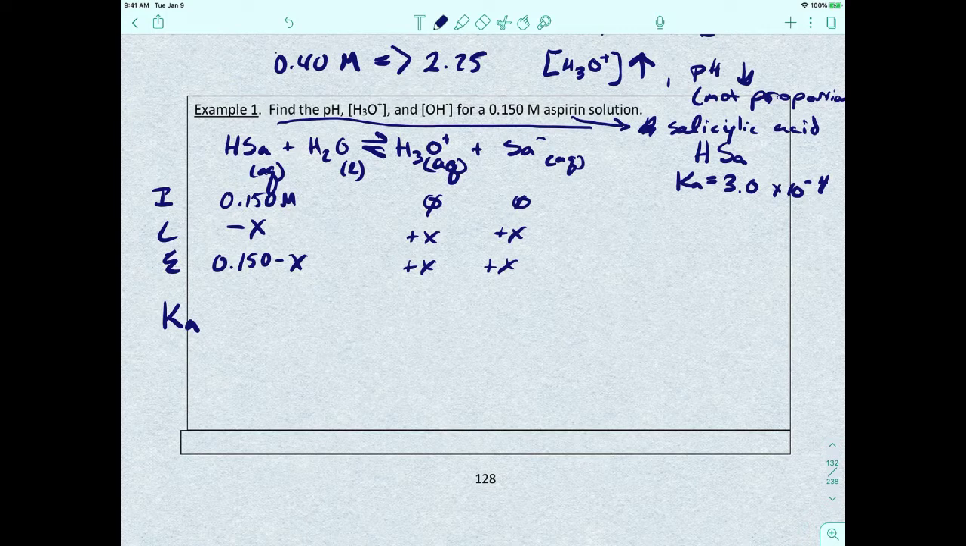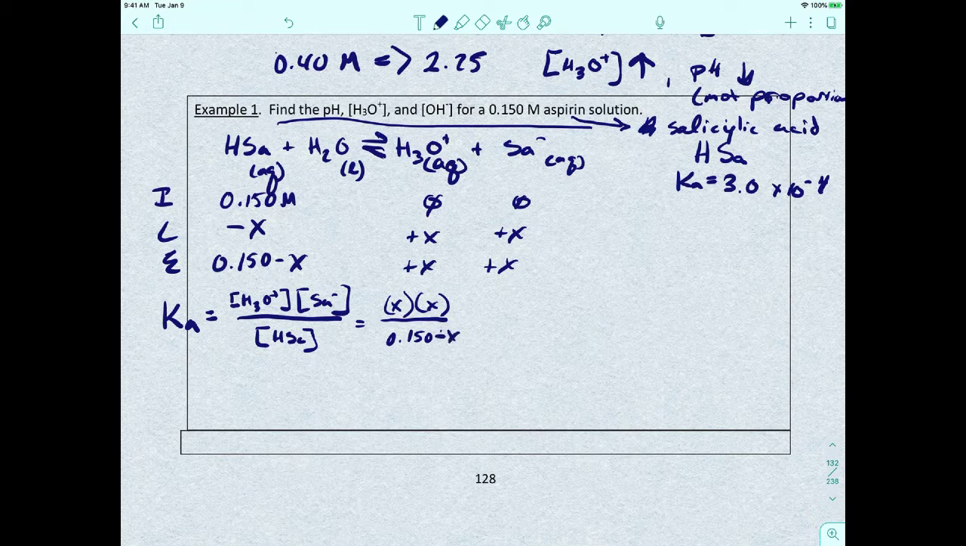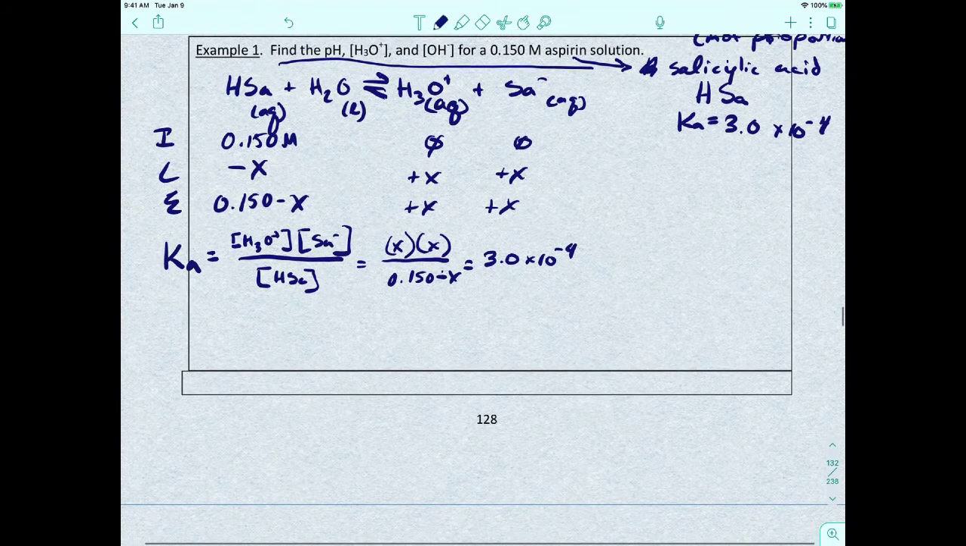Ka is going to be equal to the concentration of H3O+ times the concentration of salicylate divided by the concentration of salicylic acid. So X for the concentration of H3O+, X for the concentration of salicylate, and then 0.150 minus X for salicylic acid, and this is equal to 3.0 times 10 to the minus fourth. Okay, we've got our expression now.